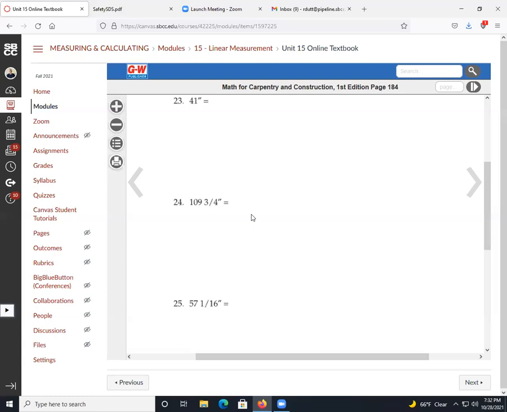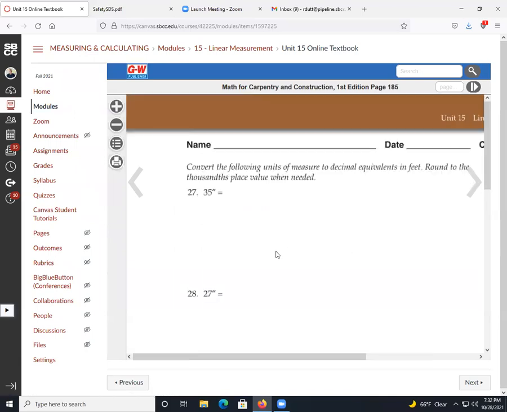So if you need to figure that out in a hurry, you just pull out your tape and go to 109 3/4, and right there you can go back to the left. It says 9 foot 1 3/4. Every tape is going to give you the feet as well as the inches on one side, and then the feet and inches on the other side. 57 1/16. John, what is that, feet and inches? 4 feet 9 1/16. You've got the grasp of that.